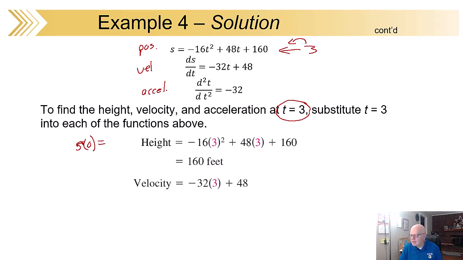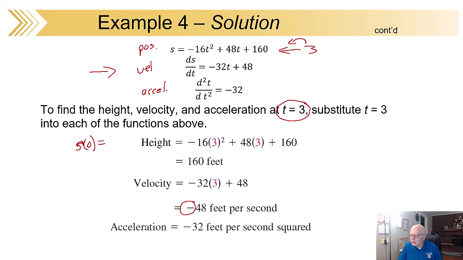How about the velocity? We'll take that velocity function up here, put in 3 for the t in the velocity function, and evaluate it. That's how fast your rock is moving 3 seconds after you let it go. By the way, notice when you let it go, it was going 48 feet per second up. 3 seconds later, it's going 48 feet per second down. This means down.